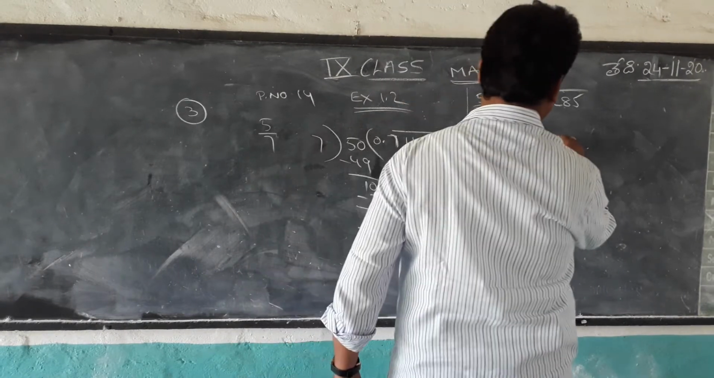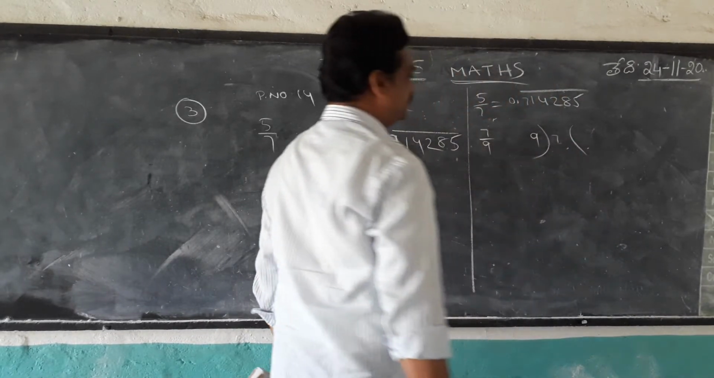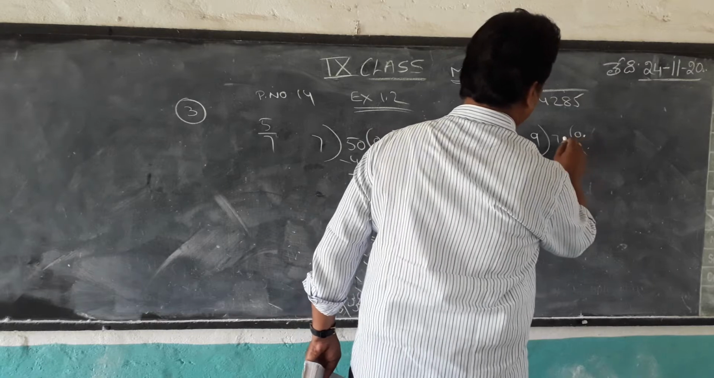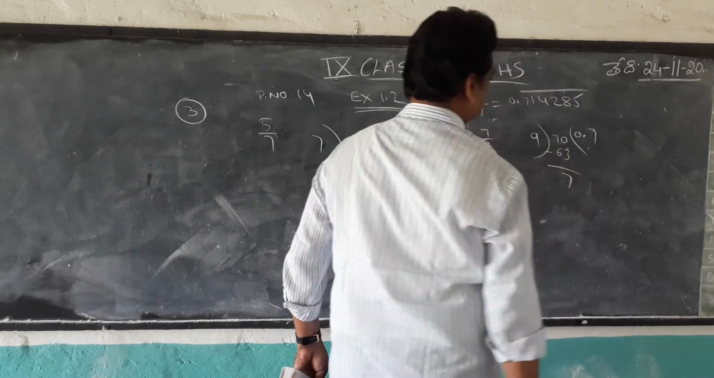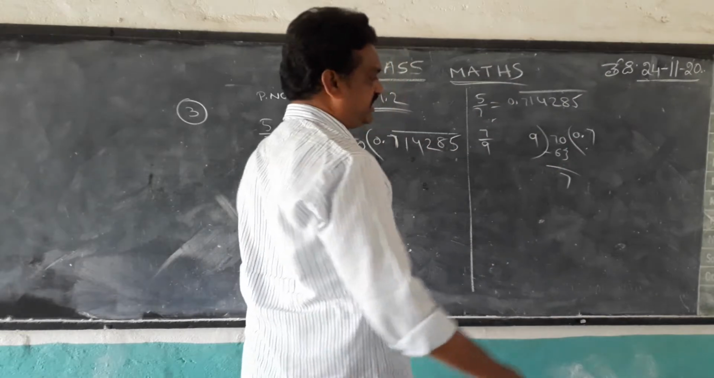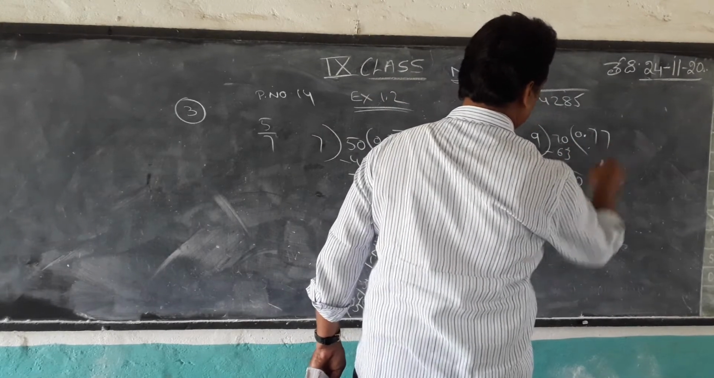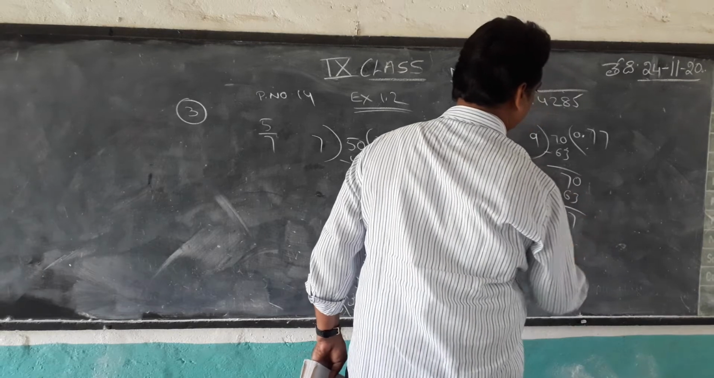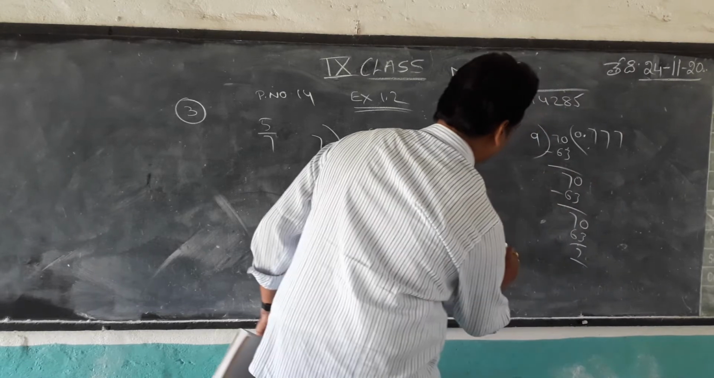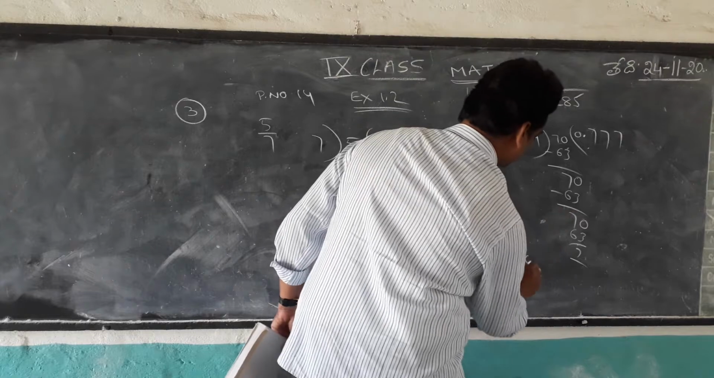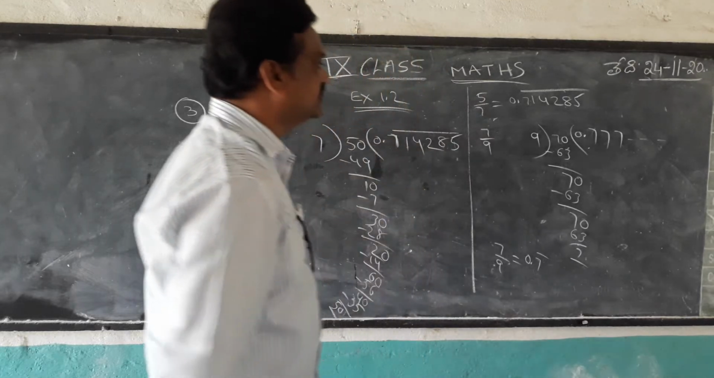7 by 9. 7 is a small number compared to 9. 0.0. 9 7s are 63. 70 minus 63, 7. The point is there, therefore write 0. 9 7s are 63. The point is there, therefore you have to write 0. 9 7s are 63. Therefore, 7 by 9 is equal to 0.777 and so on, 0.7 bar.